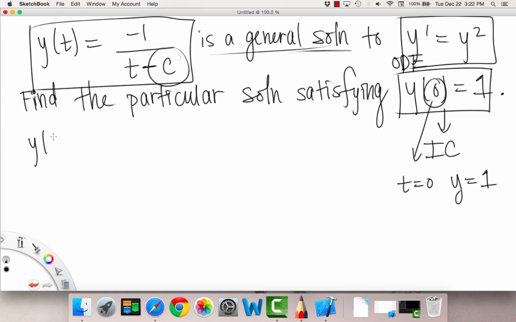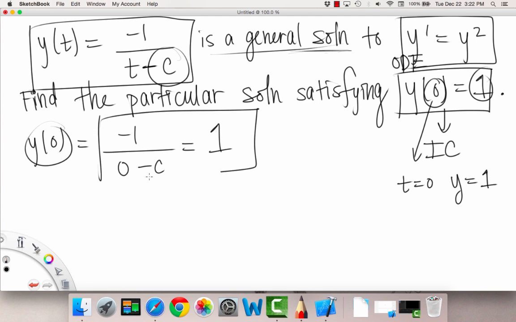So y of 0: we plug in a 0 wherever we see a t, so this will be -1 over 0 minus c, is equal to 1, because y has to equal 1. Here we just solve for c. So we have -1 over -c is equal to 1. That means positive 1 over positive c is equal to 1, and when we take the reciprocal, c is equal to 1.